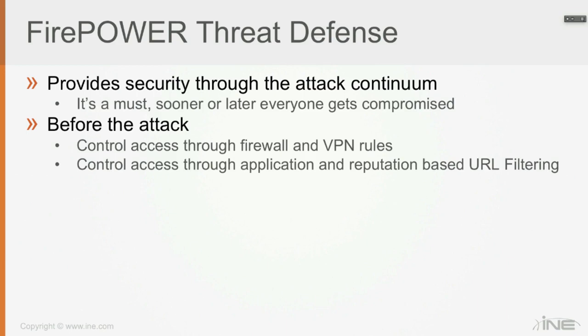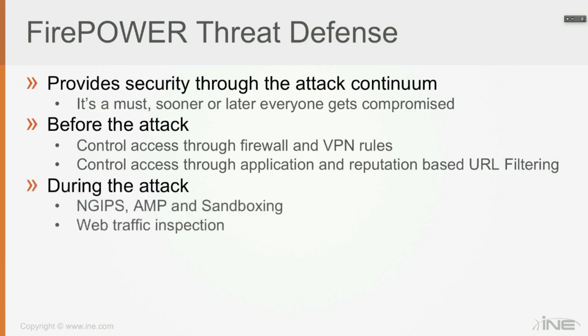But then, of course, some traffic has to be allowed back and forth from the internet, which means that throughout that session, back and forth, we can get malware or we can get infection. So during the attack, we have the next generation IPS part, which does both signature-based and abnormal detection of traffic back and forth, and we have AMP and sandboxing to be able to detect if whatever we get from the internet is malware, a known malware, or unknown malware, and of course drop the session.